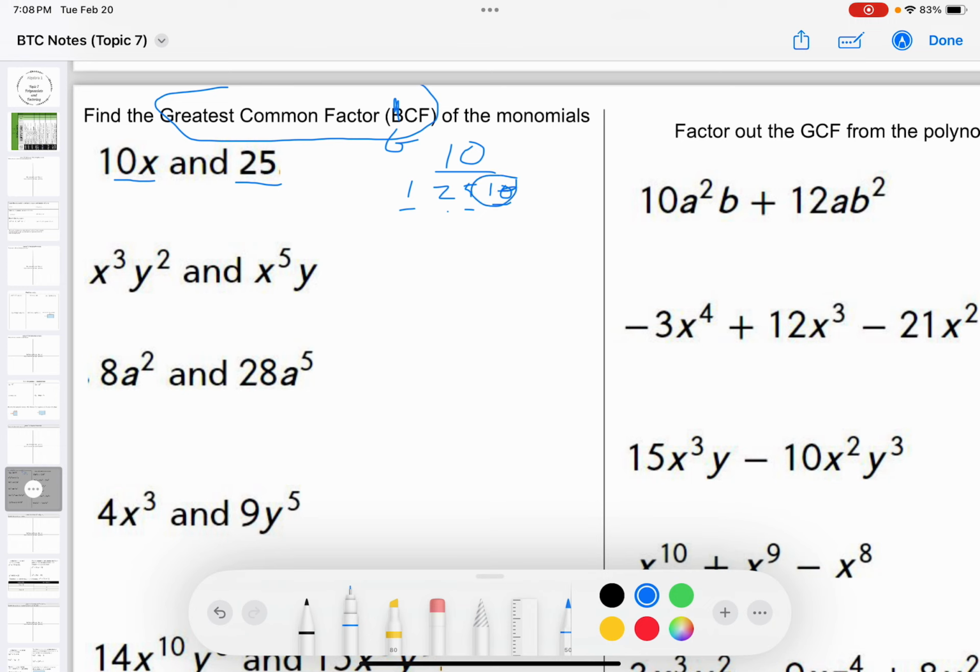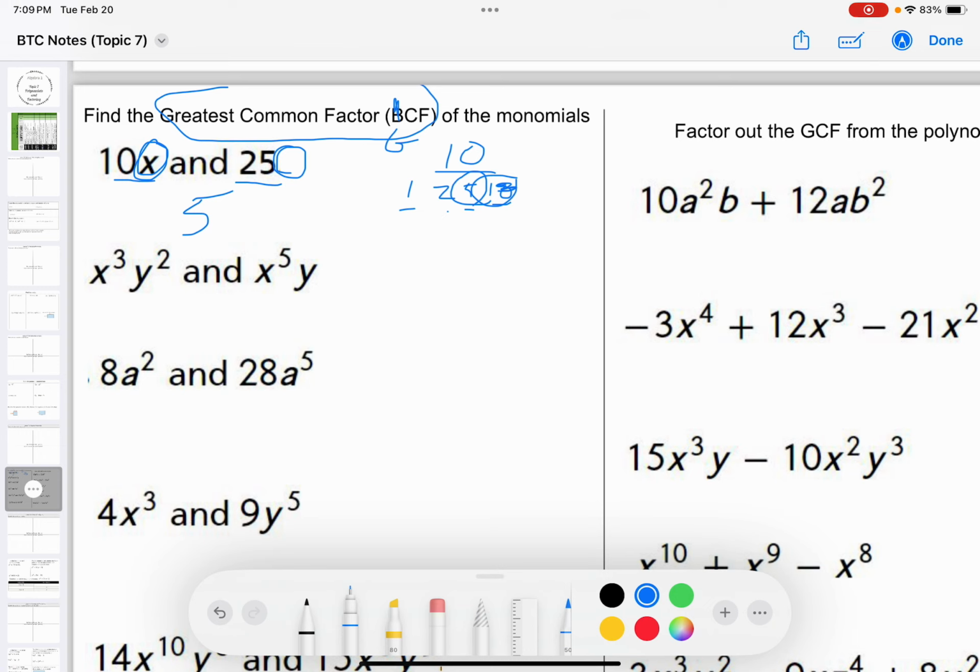It doesn't give us an even number. So 10 doesn't work. But 5 goes into 25 evenly. So we'd say our 5 is the number. And then while there's an x, there's not an x in my other term. So greatest common factor, again, the variables have to be present in both pieces or both terms. And so x doesn't become a greatest common factor of this one.